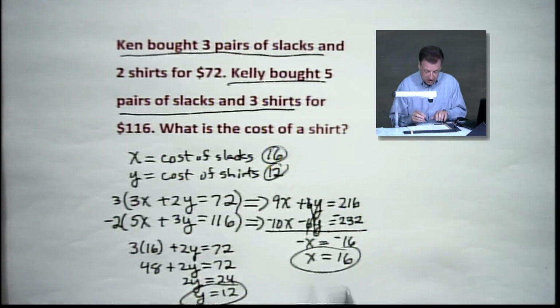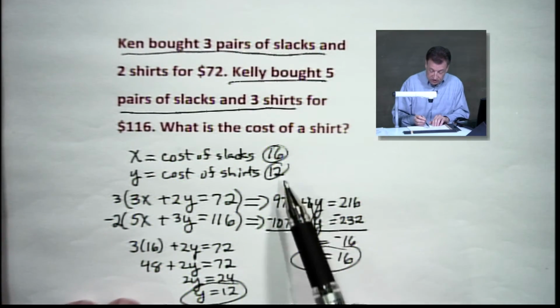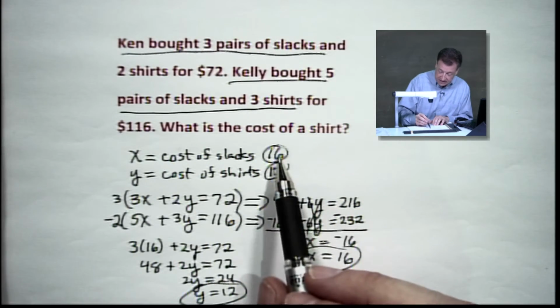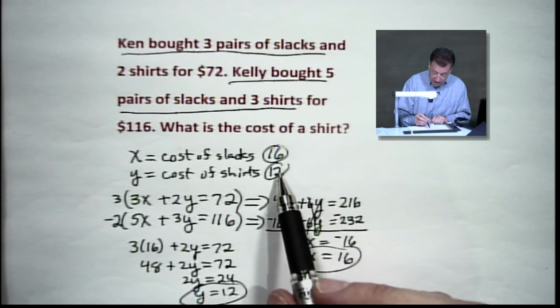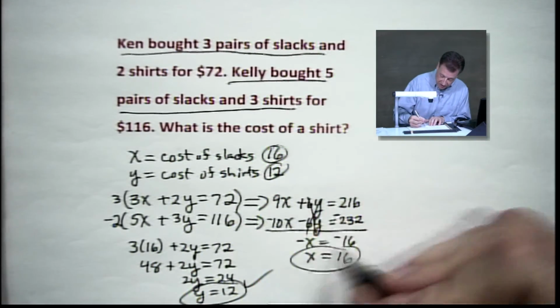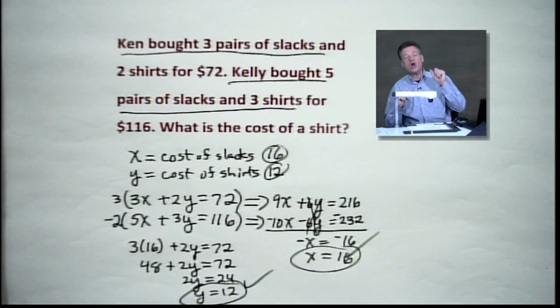Let's check real quick. We know that 3 times 16 is 48, 2 times 12 is 24, that makes 72. That looks good. Go quickly here with 5 times 16, I get 80, and 3 times 12 is 36. That makes 116. So, my friends, there we go: 12, 16, and the 2 clues are satisfied.